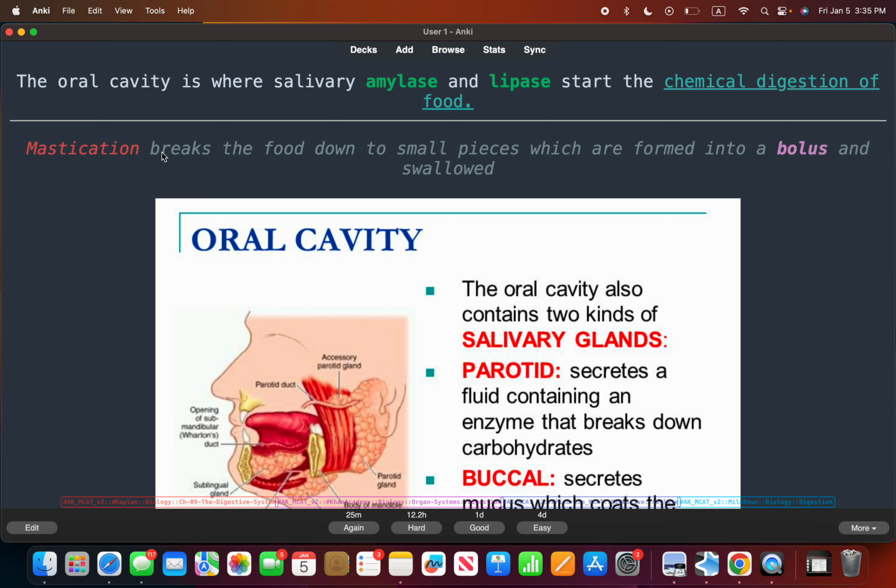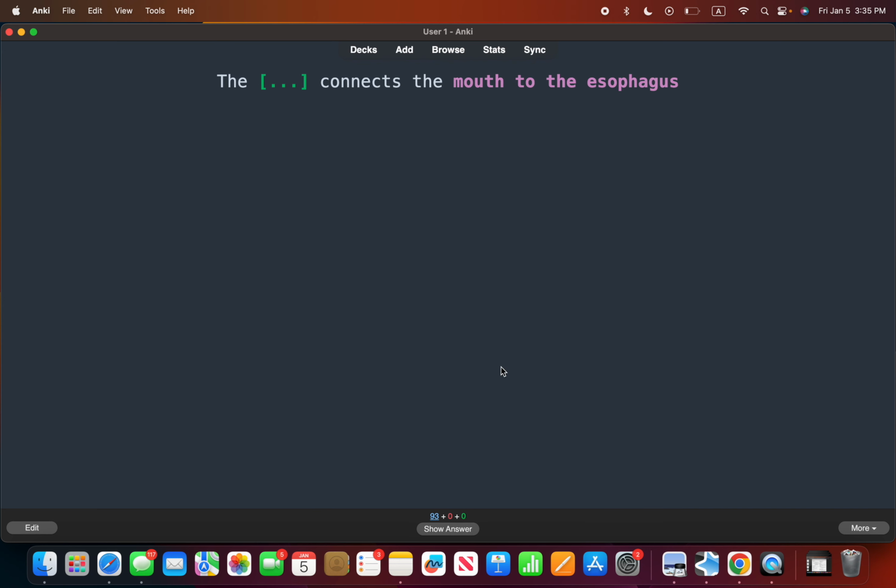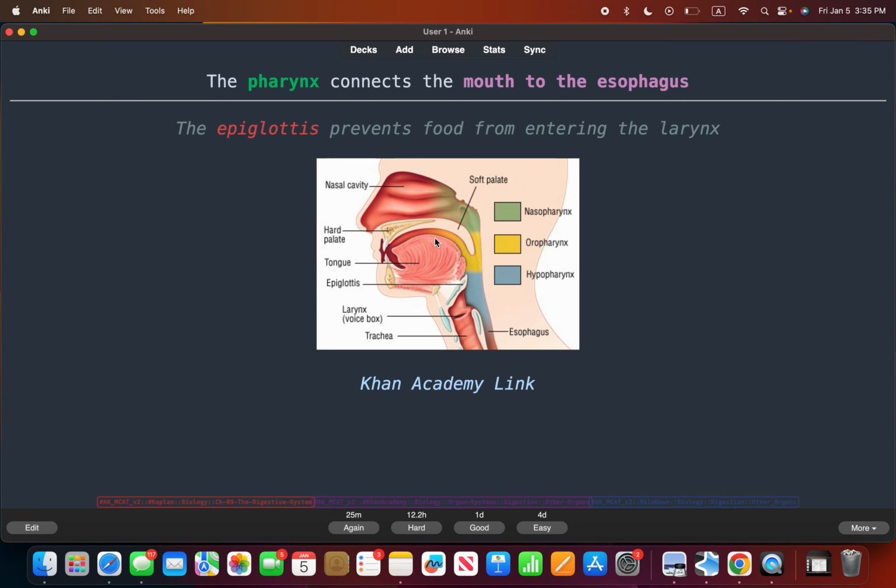So mastication is the process of turning the bolus into small pieces. What connects the mouth to the esophagus? It's the pharynx, and we know that the epiglottis prevents the food from entering the larynx. Larynx is our voice box. It's the first section before the trachea. So that's what we wanted to know.